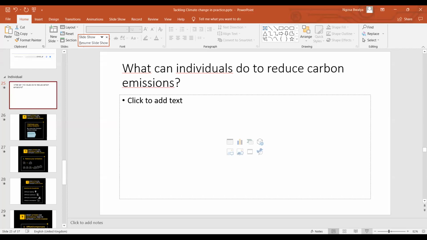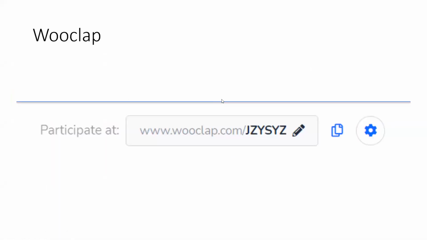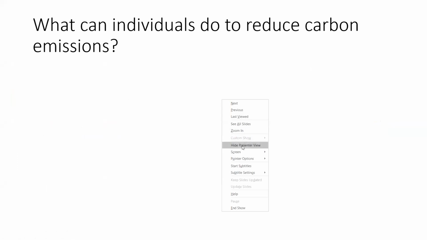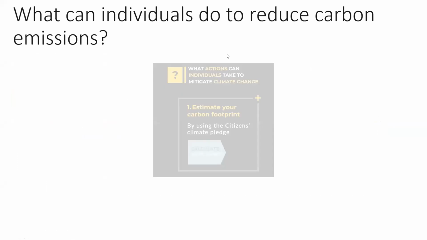So we've spoken about the government, we've spoken about organizations. Let's now speak about individuals. What can individuals do to reduce carbon emissions?